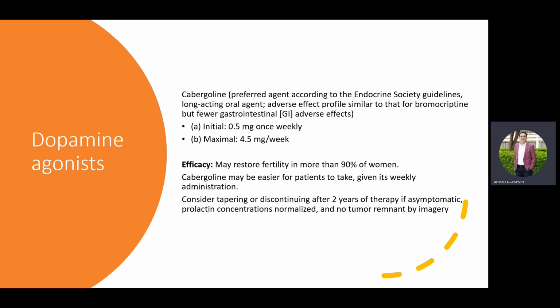Just be advised that it might restore fertility in women up to 90%. Cabergoline by itself could bring back 90% of the women who are struggling with hyperprolactinemia into their normal condition, and they can easily become fertile and get pregnant. Okay.